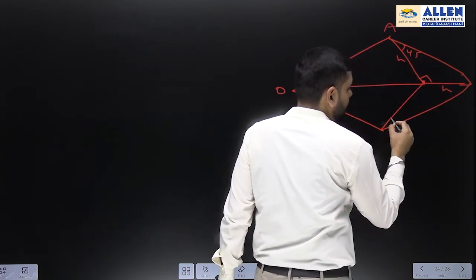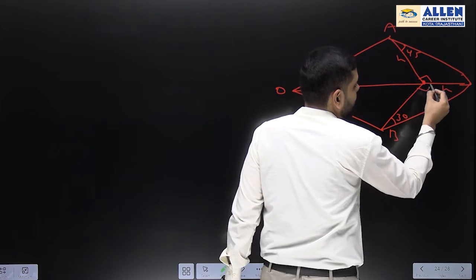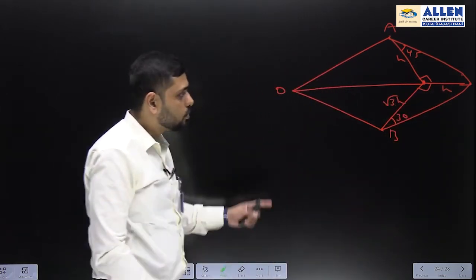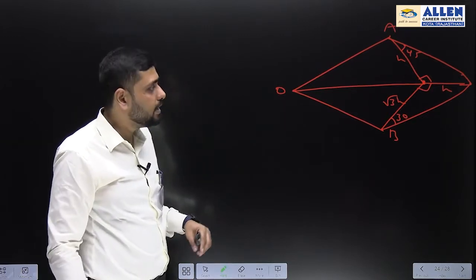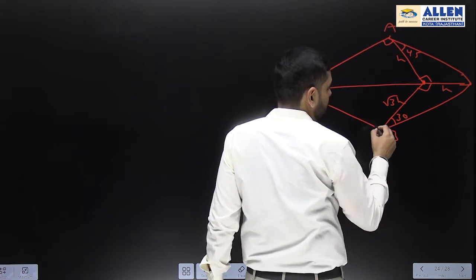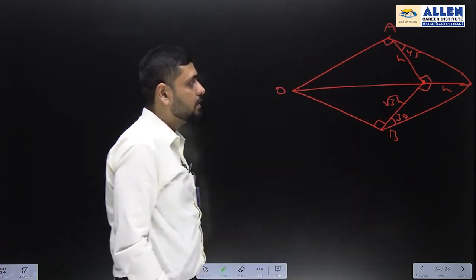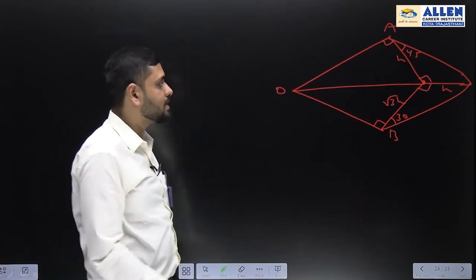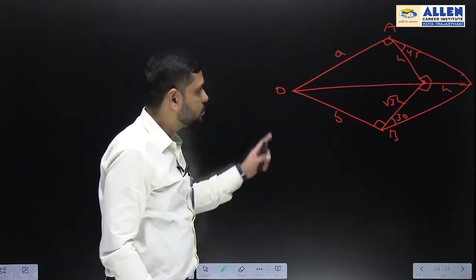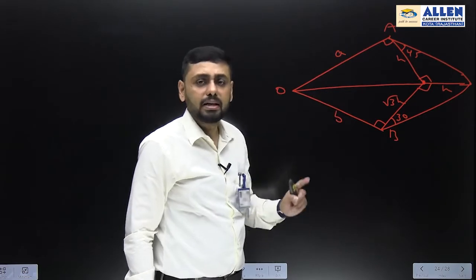Similarly, it's making an angle of 30 degree, so again this angle is 90. If this is H, this is root 3H. So this can be the one possibility. In this case, we can take this angle as 90 and this angle as 90, because these two distances are given as A and B in the question.